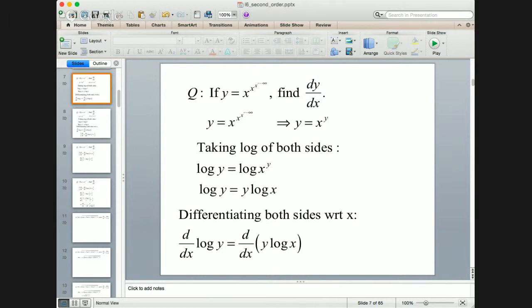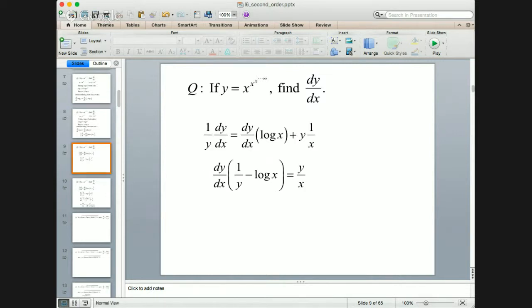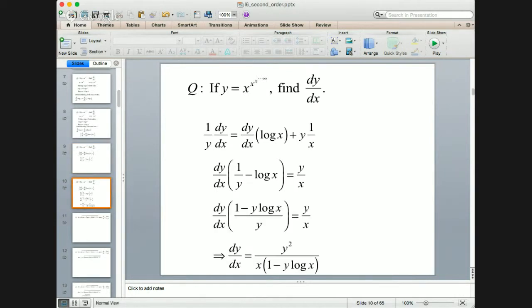And therefore, once you finish off the differentiation, you would get something like 1 over y dy by dx on the left, and on the right hand side you will again have dy by dx times log x plus y into the derivative of log x, which is 1 over x. And the task is to find dy by dx. So since we are dealing with implicit differentiation, obviously the requirement would be to collect dy by dx on one side and have it separated out, and your final answer would be something like y squared divided by x times (1 minus y log x).